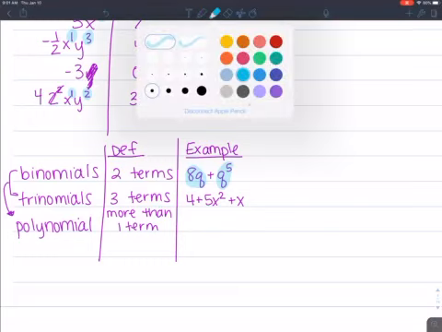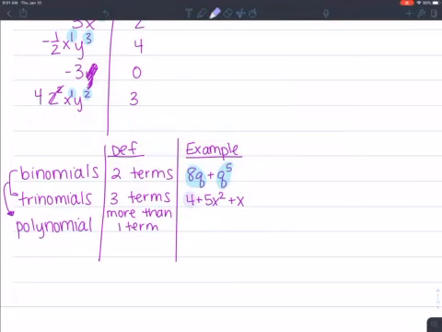Again, let's change the color. We've got 1, 2, 3 monomials together. And we can come up with a polynomial, but I'd rather actually just move on to this thing.